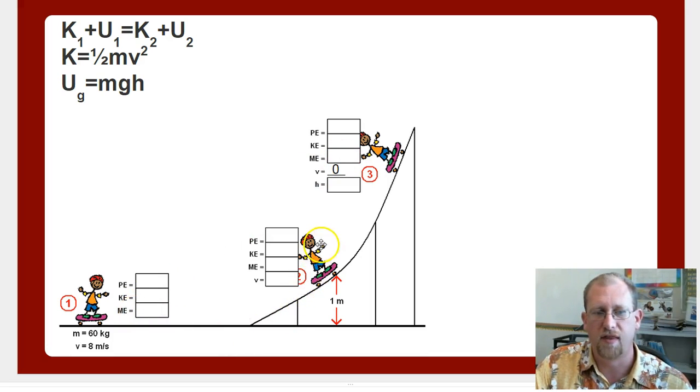And then you could look at some moment in between. When his height is 1 meter, you could calculate the potential energy there based on his mass and his height. And then you could solve for the kinetic energy at that point. And you could use that to calculate for the velocity. Go ahead and pause the video at this point and try to answer this question on your own, and we'll go over it when we see each other tomorrow in class.